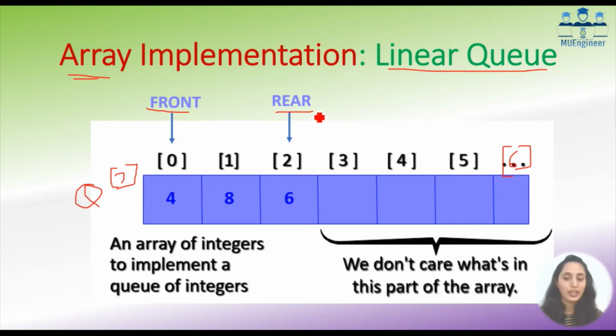ये दो variable हम लोग maintain करेंगे. Initially front and rear दोनों का value -1 रहेगा. That means your queue is empty and there is no value in your queue. When you get first element, your front and rear दोनों भी उस first element को point करेंगे, because he is the only one who is at the front and at the last of the queue, right?